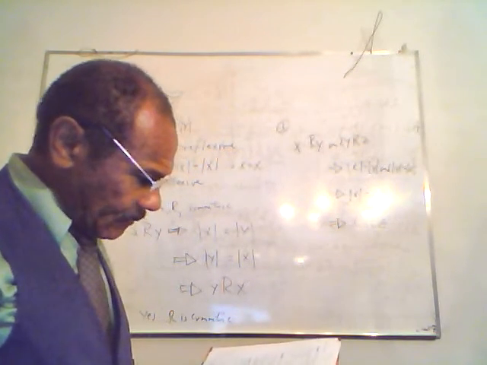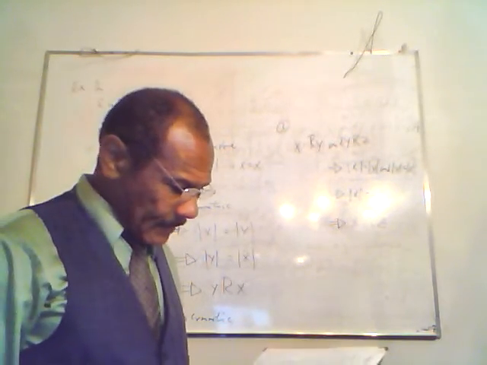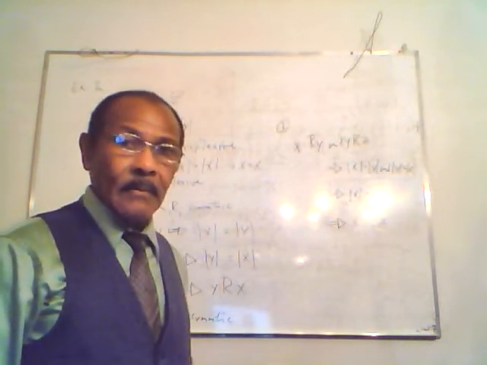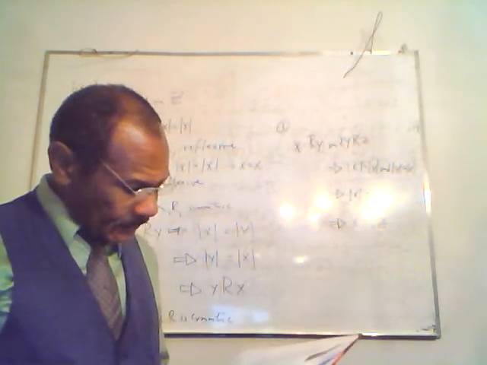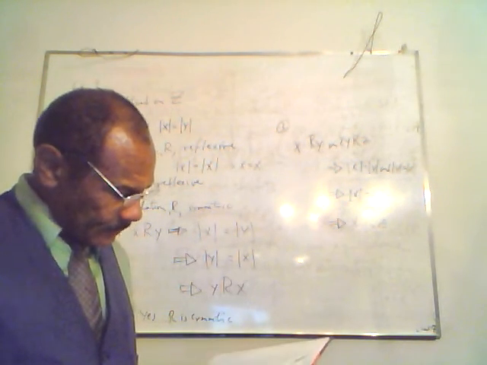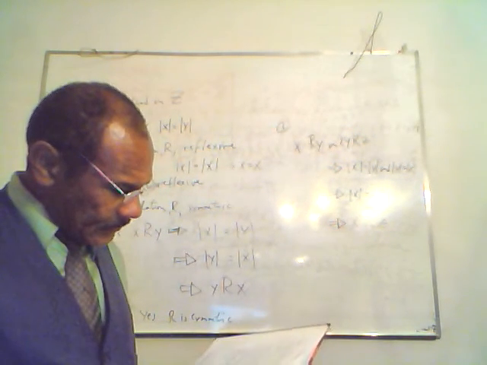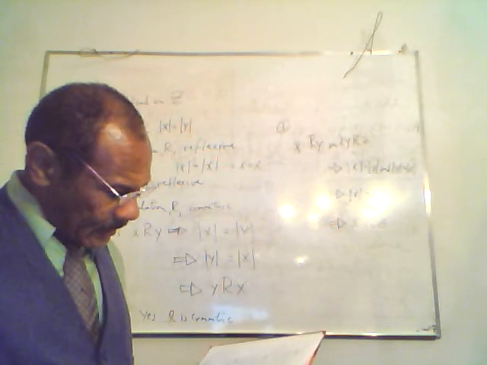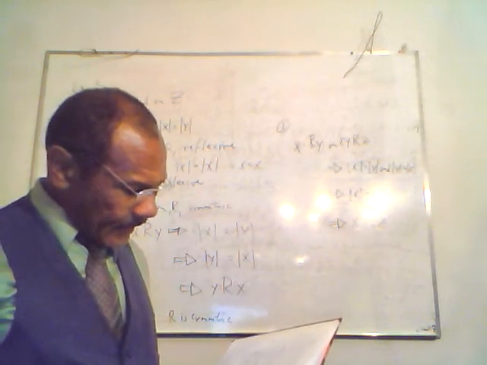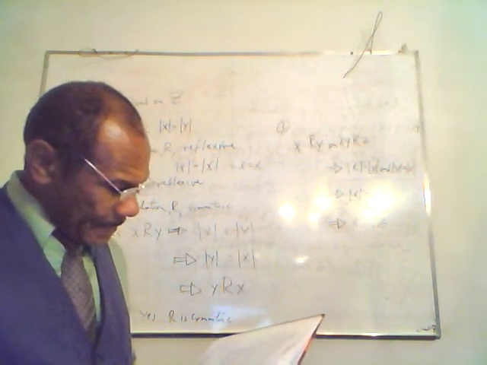It's not an equivalence relation. So you want to determine, is this an equivalence relation? You determine whether or not the three properties are met: the reflexive property, the symmetric property, and the transitive property. If those three properties are not met, then it's not an equivalence relation. So we have X is not greater than X for all X in Z. That's number 1.